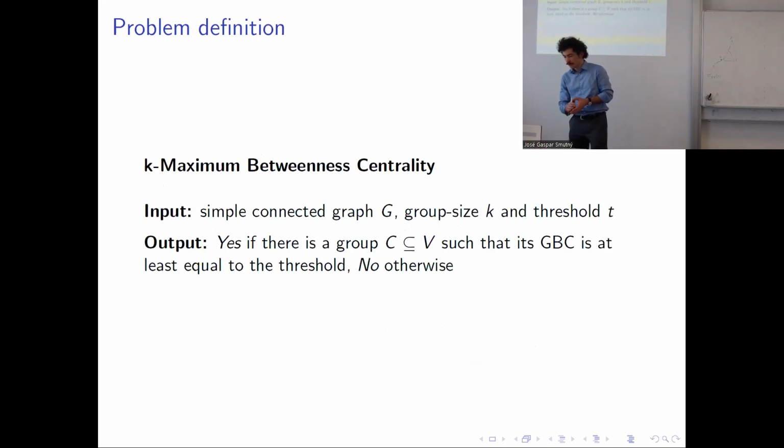Okay, that's only the basic information. Also, the problem definition. We receive a simple connected graph, a threshold T, and a group size K. Our task is to determine if there's a group C of size at most K, such that its group betweenness centrality exceeds the threshold. So we are interested in whether such a group exists.